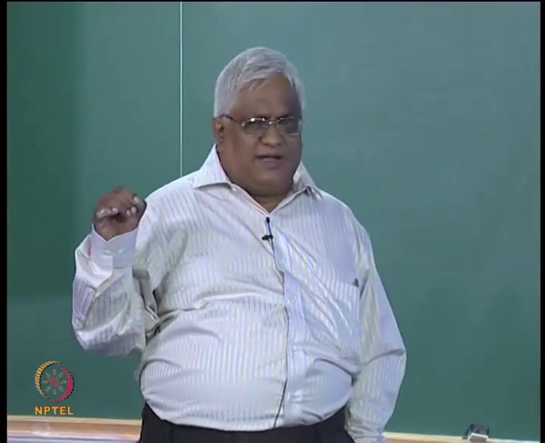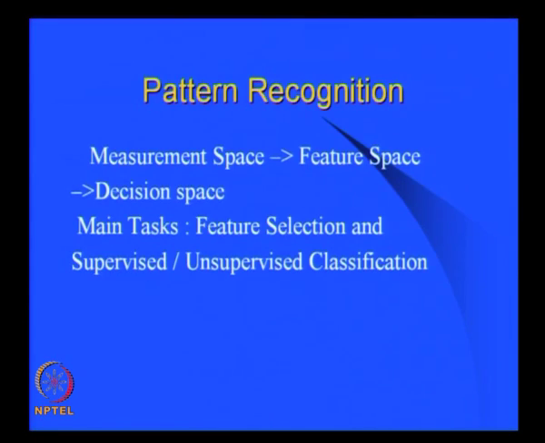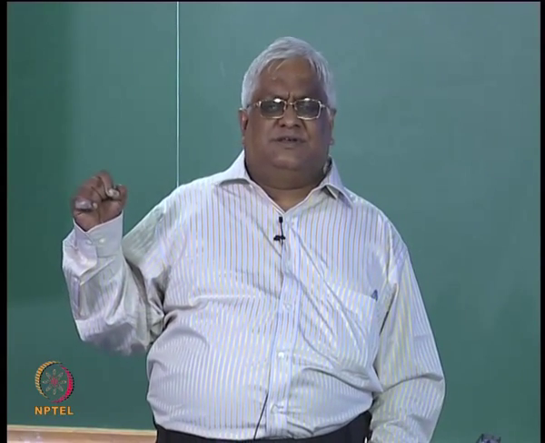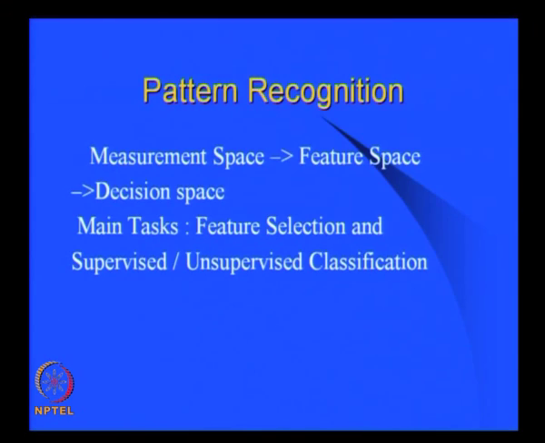And the main tasks are, one task is feature selection, which features are actually important for the problem under consideration. And the next task is, we are supposed to do either classification, which in some of the books is written as supervised classification. Nowadays it is basically known as classification. And unsupervised classification, this is a slightly old terminology, and nowadays it is known as clustering. We need to do either classification or clustering, and the other task is feature selection. So, basically from the measurement space you are supposed to go to feature space, and from there we are supposed to go into the decisions.